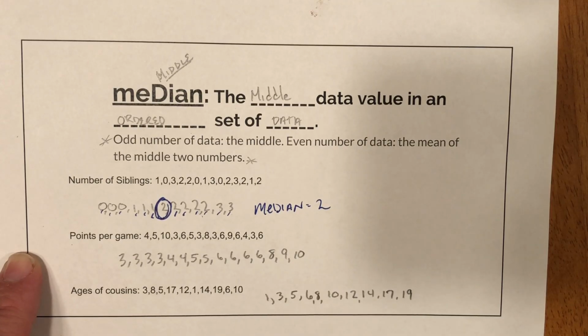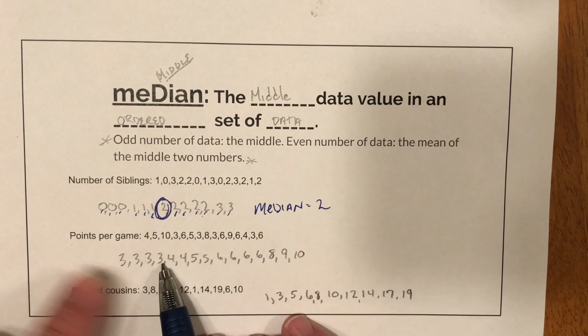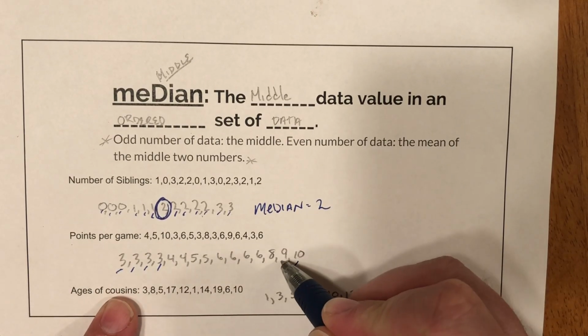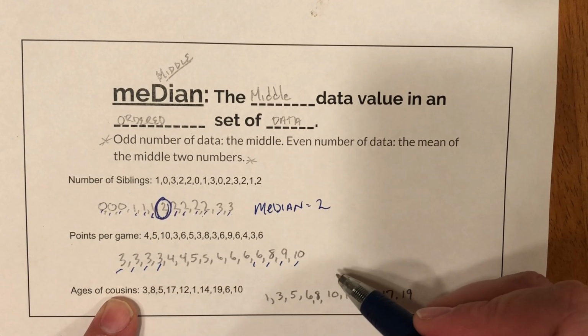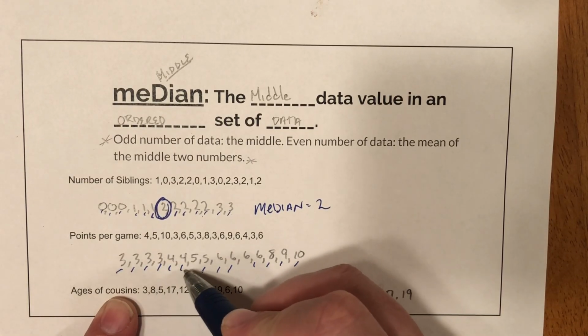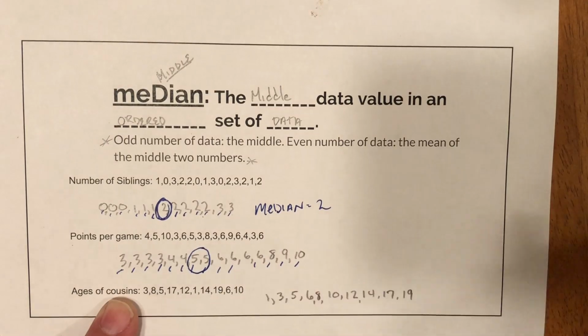Now, if we look at the next one, points per game. And if you notice, I kind of count off in chunks because it saves a little bit of time. 1, 2, 3, 4. So I'm going to come back here. 1, 2, 3, 4. As I get closer to the middle, I start counting in smaller numbers. 1, 2, 3. 1, 2, 3. Well, we get these two numbers in the middle.